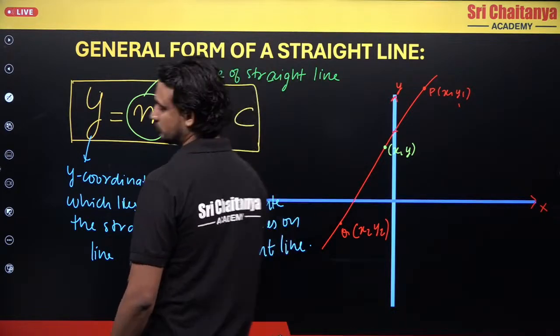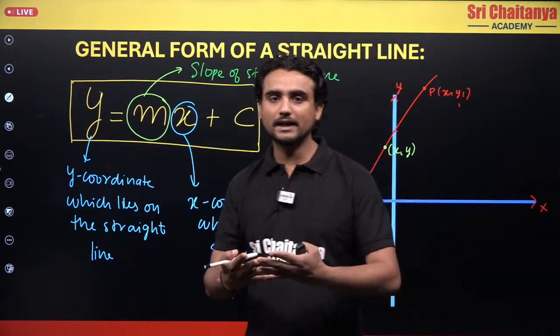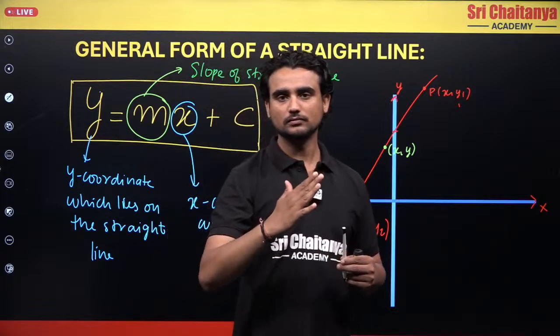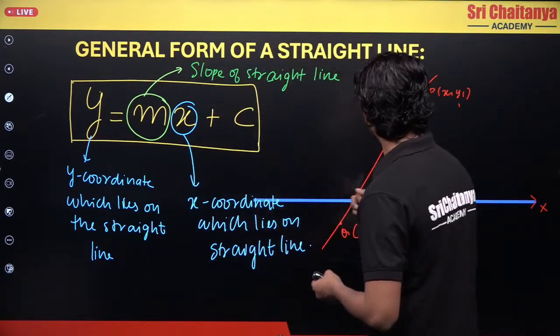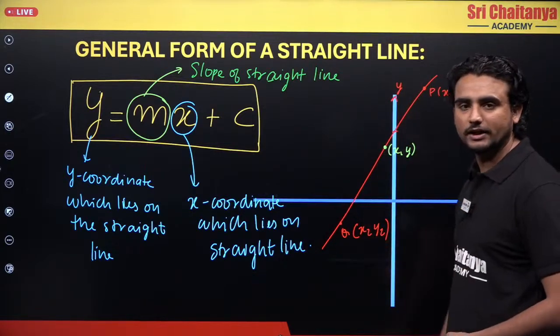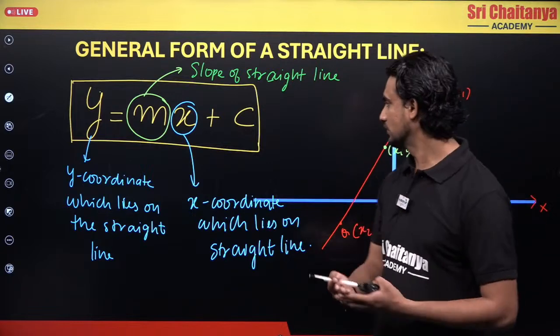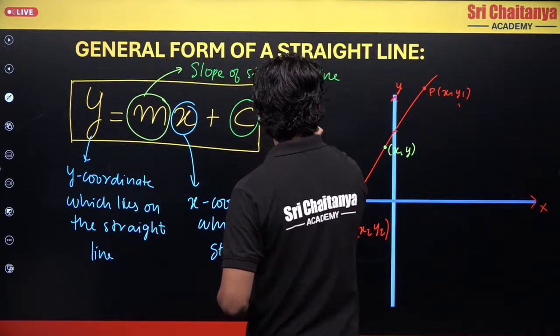So what does slope tell us about? Slope tells us how tilted the line is. Basically we say dhalan, no? So this is basically telling the inclination, the slope of the straight line. And how do we measure the slope? We'll talk about that later on also. And what is c? c is the y-intercept.